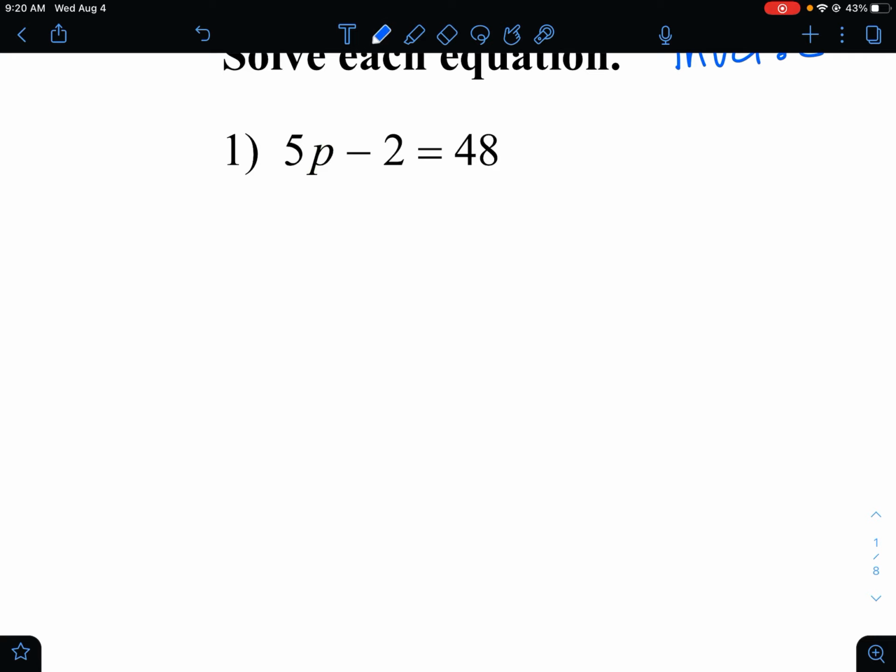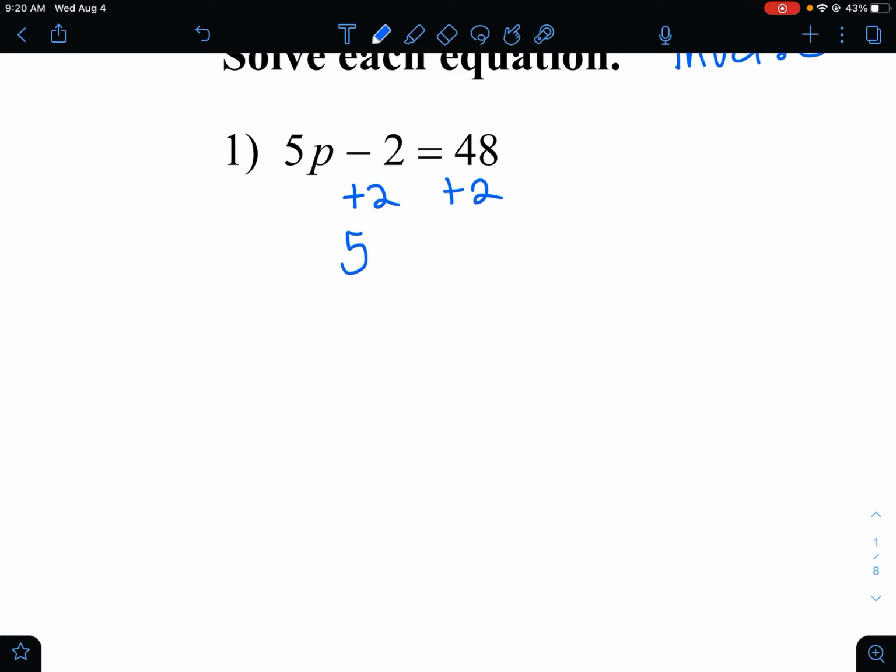So when we're trying to get this p by itself, the first thing you're going to want to do is get rid of this -2 here. You have to think, well, what's the opposite of -2? That's going to be +2. When you're solving equations, what you do to one side, you do to the other. So I'm going to do the inverse of -2, which is +2, and I add 2 to both sides.